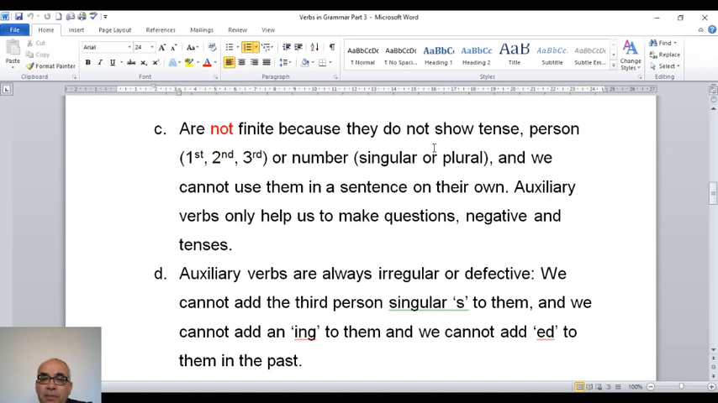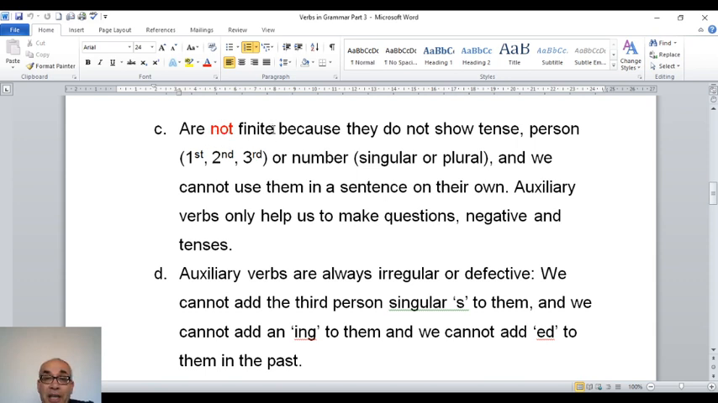Person, again: first person is I and we, second person is you, third person is he, she, it, and they. Or number: singular, as you know, I is singular, he, she, it, again singular. Plural, we and they are plural. You can be singular if you speak to one person, and if you speak to a group you say you, this is plural.